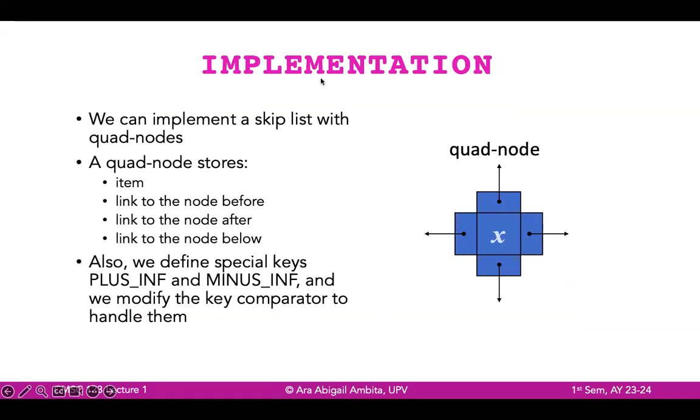So how can we implement a skip list? We can implement it with a quad node. Here, the quad node could store the item, which is, as you can see here, the X. On the left, it would be the link to the node before it, and on the right, the link to the node after it. And then on the upper, the node above it, and for this one, the node below it.